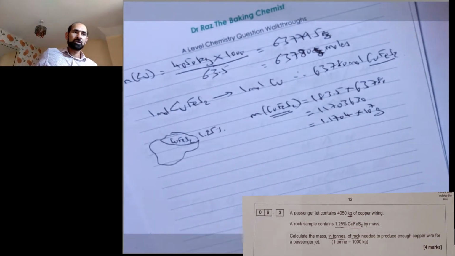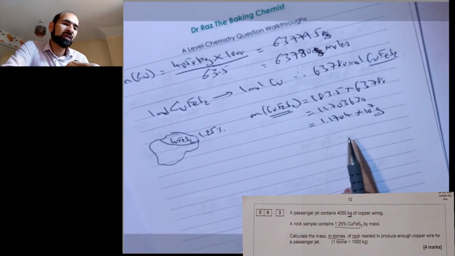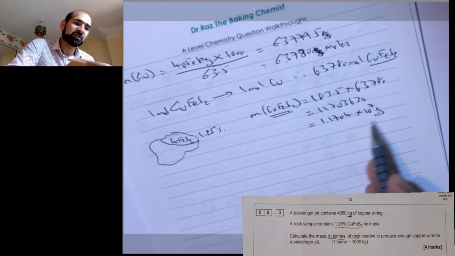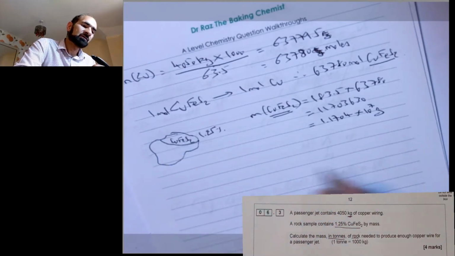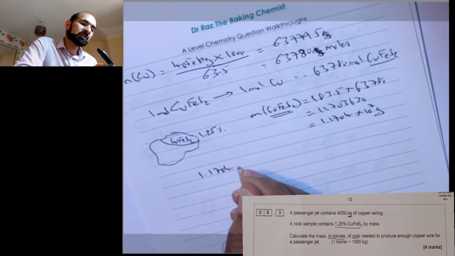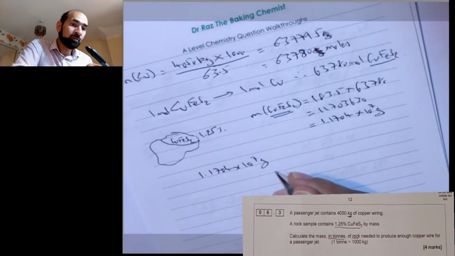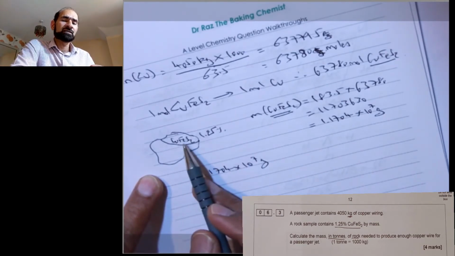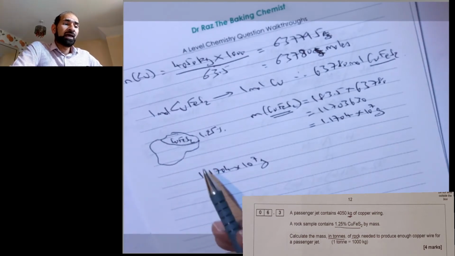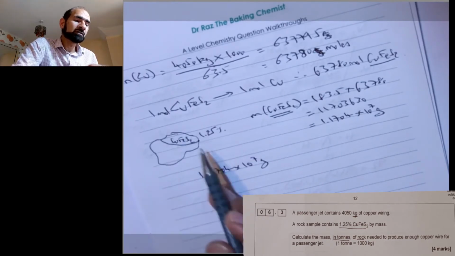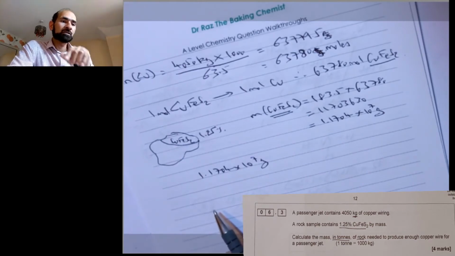So what I'm going to do now is, as I said earlier, work out how much. If I take this ore, the rock, and if I take 1.1704 times 10 to the 7 grams of the ore, that will only give me 1.25% of that. So it's better to work out how much of the ore will give me 1%, and then multiply by 100, as I said earlier.